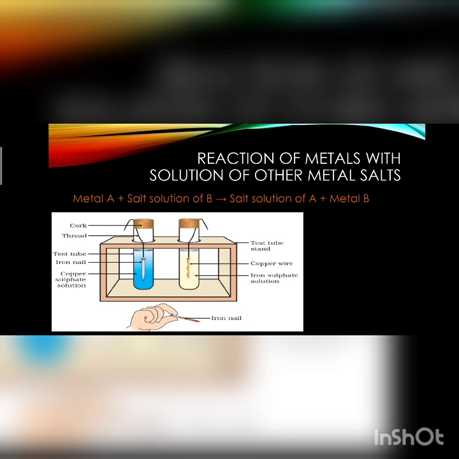Remember the iron nail in copper sulfate experiment which we learnt in displacement reaction in our first chapter. But we didn't see why iron displaced copper from its solution, right? The reason behind that is nothing but reactivity.